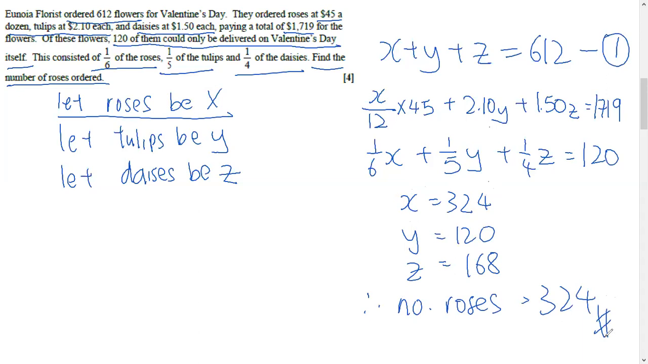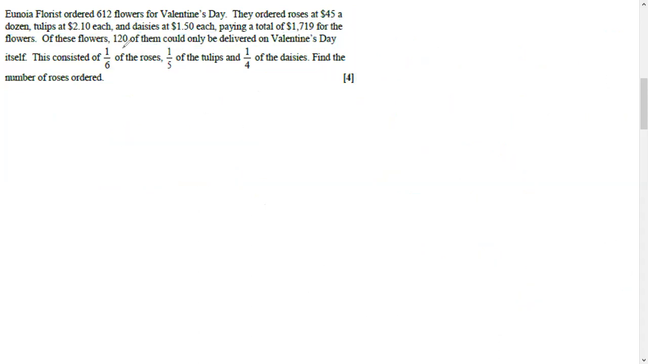So why I choose this question, because this is another way the question can be presented without tables. It's just English, words and words. But the concept remains the same. So the first thing is let the unknowns be x, y, z. Then form your equations. Take note of the units. The trick in the units lies here in $45 a dozen. So make sure you use x divided by 12 times 45. Then the rest is standard. So that's it for this question. Let's move on.